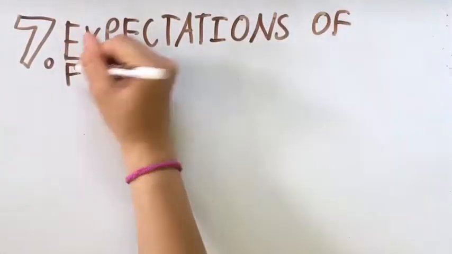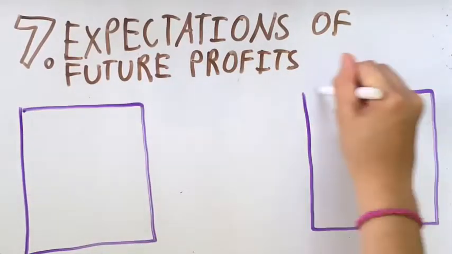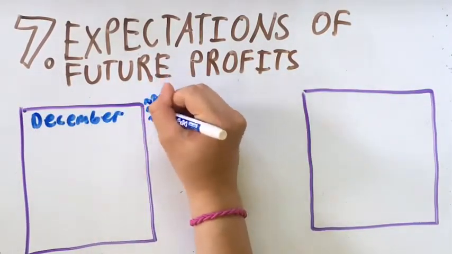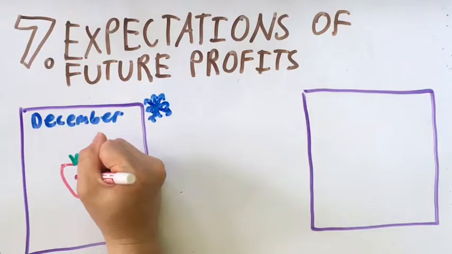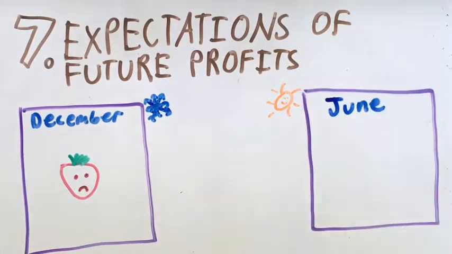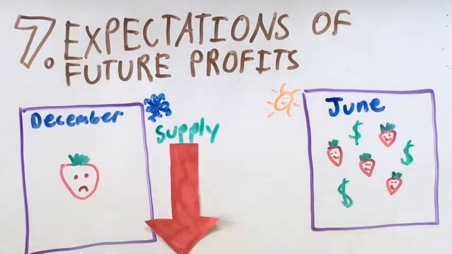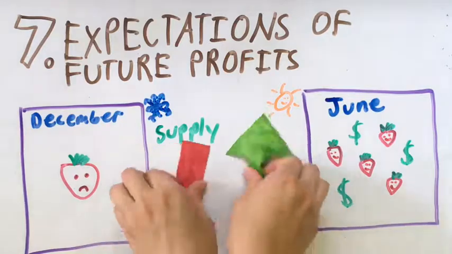Like consumers, expectations of future profit affects a producer's output. For example, if strawberries are predicted to reap in a lot of profit for being a favorite summer fruit, they will increase their supply during June and lower their supply during December.